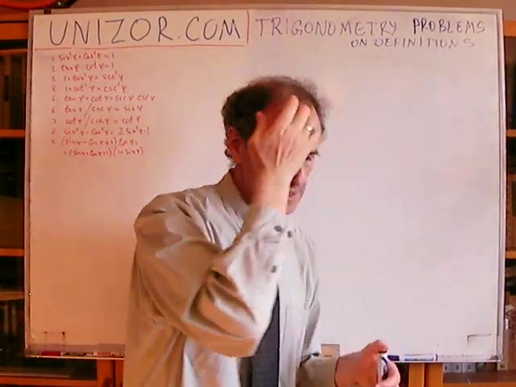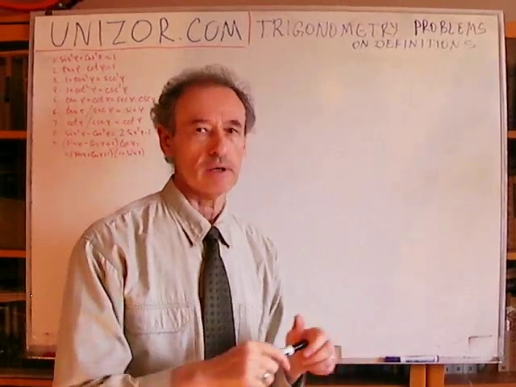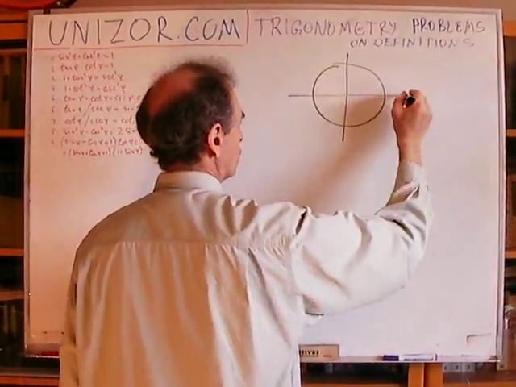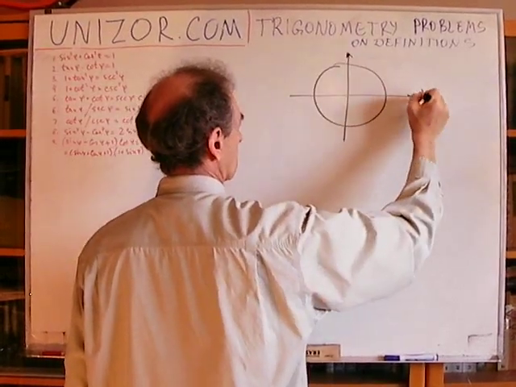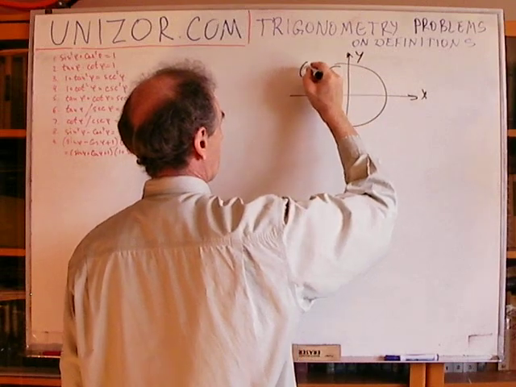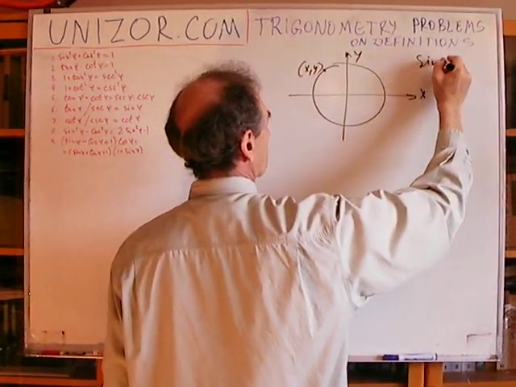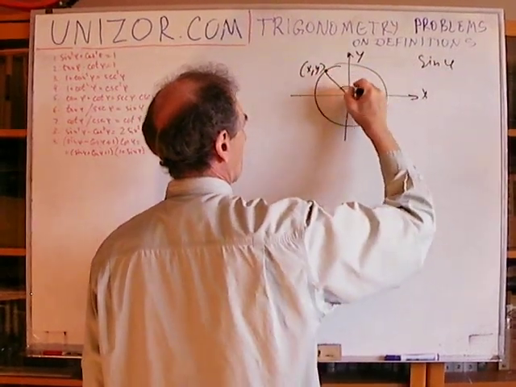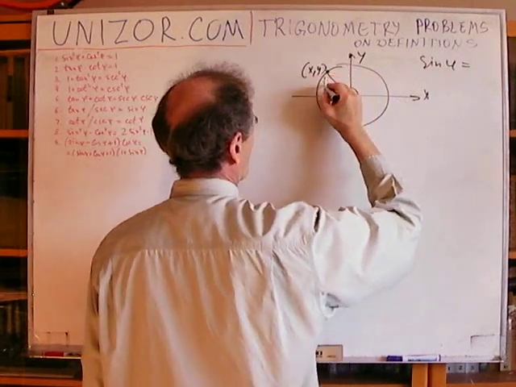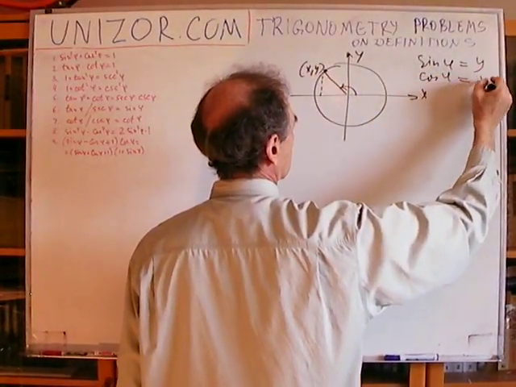Well, just in case, just as a reminder, again, this is our unit circle. Now, this is our point xy. We are talking about sine of phi equals y, and cosine of phi is equal to x.